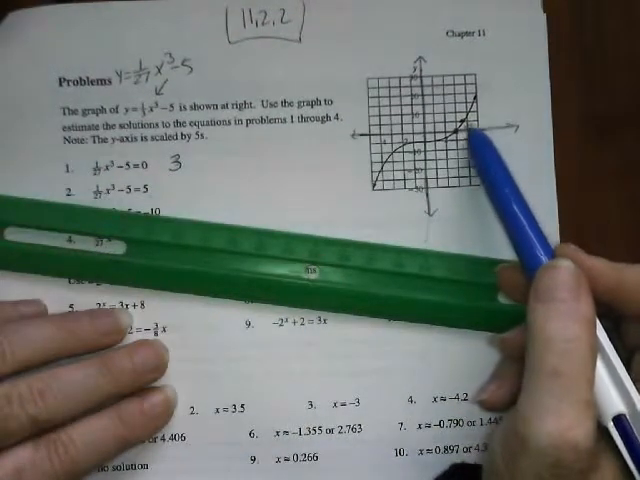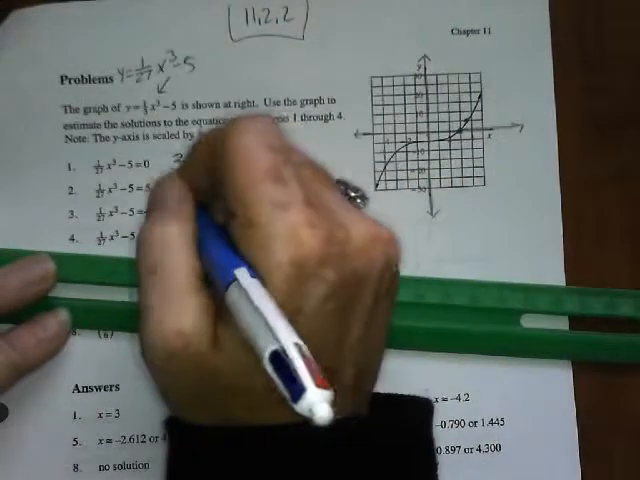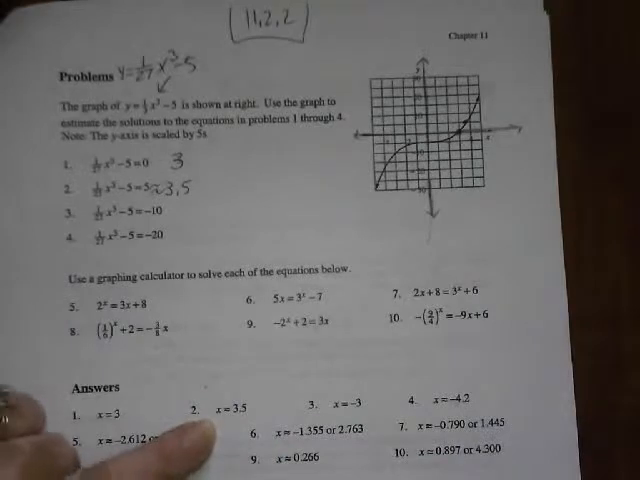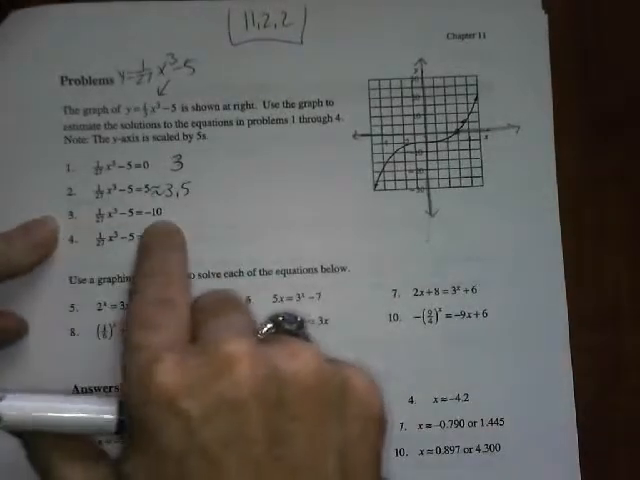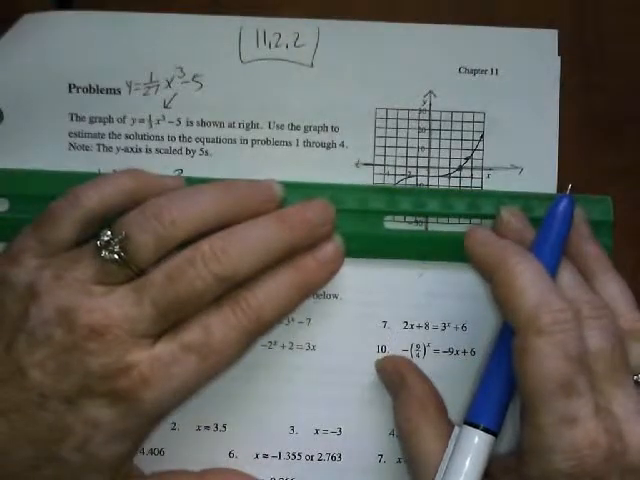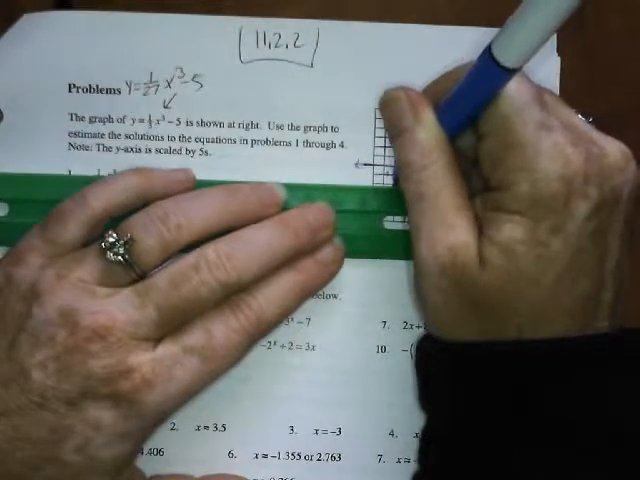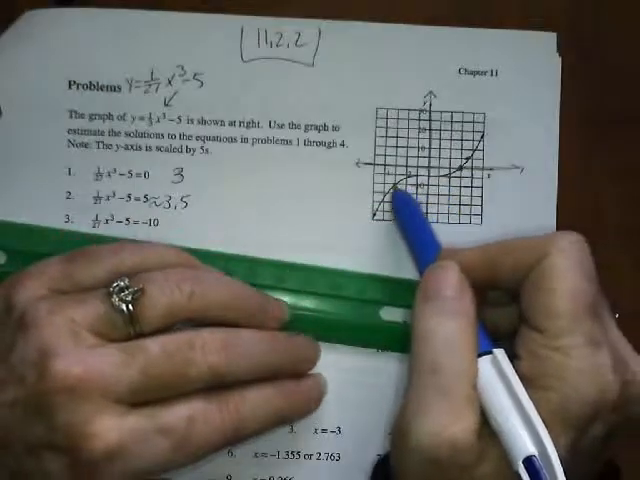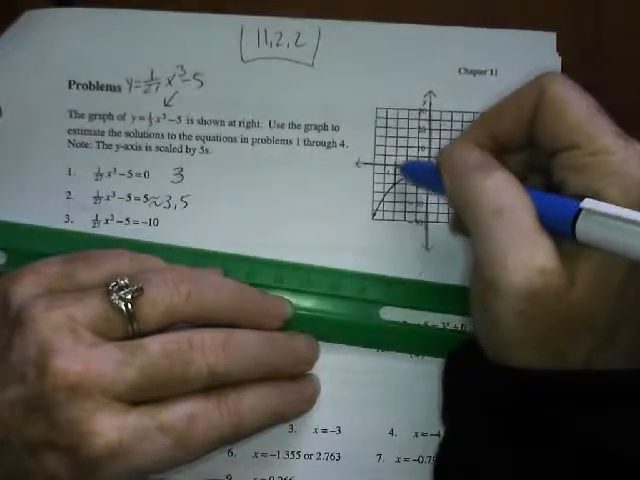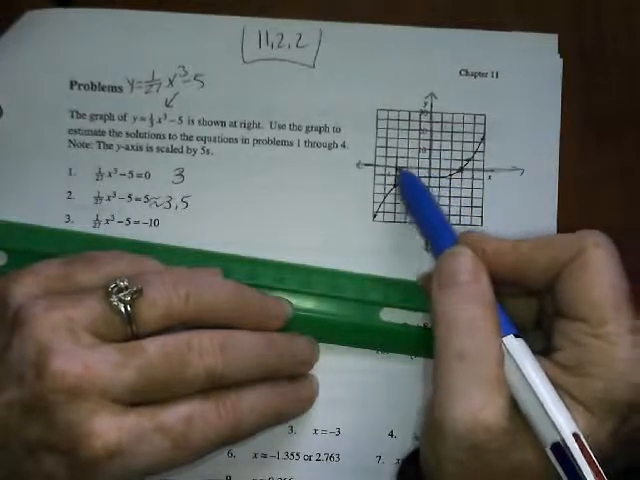So I made a little dot. It's kind of hard to see. It's somewhere between the 3 and the 4. So I'm just going to say it's about 3.5. And they say it's about 3.5. Okay, let's find when y is -10. What's x? When y is -10, what's x? X is -3.